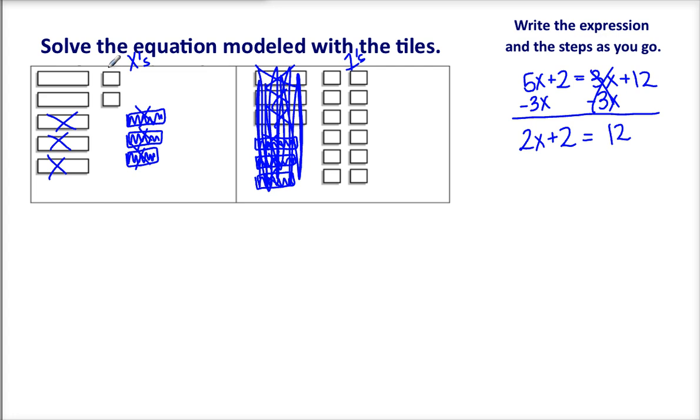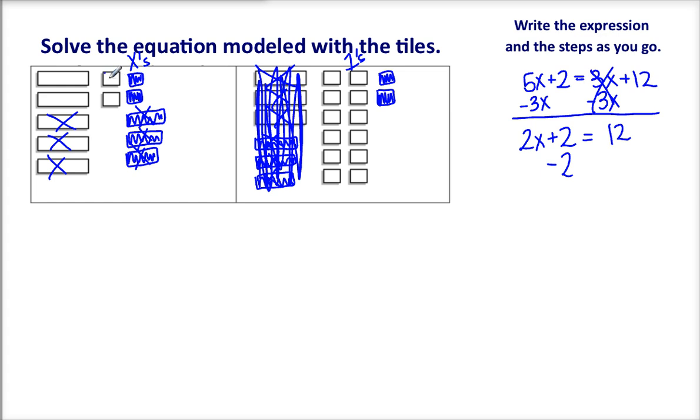Now we need to deal with these one tiles over here because this is the x's box, and so the one tiles don't belong here. They belong over here. So these one tiles need to go away. So think about the zero pairs again. To get rid of these, I need to combine them with their zero pairs. So we have 2 negative 1 tiles. Okay, so we have negative 2 on this side. And now remember, whatever I do on one side, I have to do on the other side because it's like a scale. I have to keep it balanced. So I have negative 2 on that side, so I have negative 2 on this side.